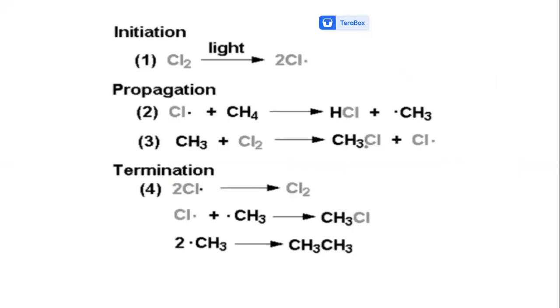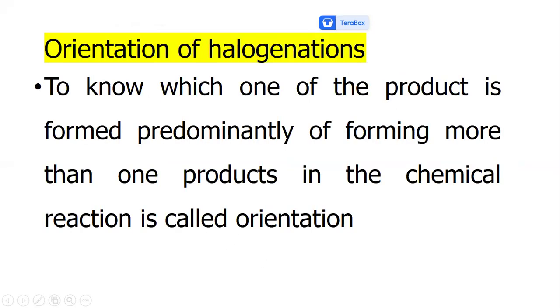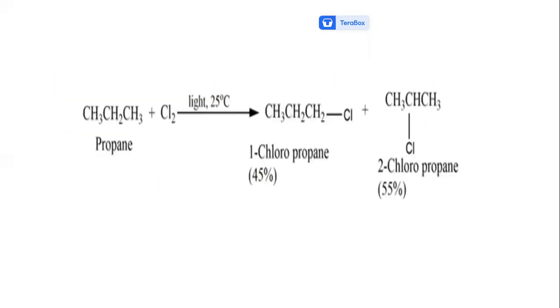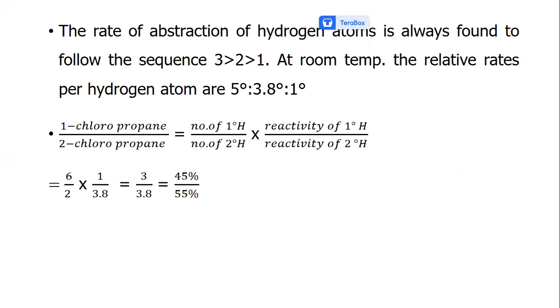See in this example, first the initiation, then propagation, and then termination. Orientation of halogenation is to know which one of the products is formed predominantly when more than one product can form, and the chemical reaction is called orientation. Propane reacts with chlorine, and 1-chloropropane is 45% and 2-chloropropane is 55%.